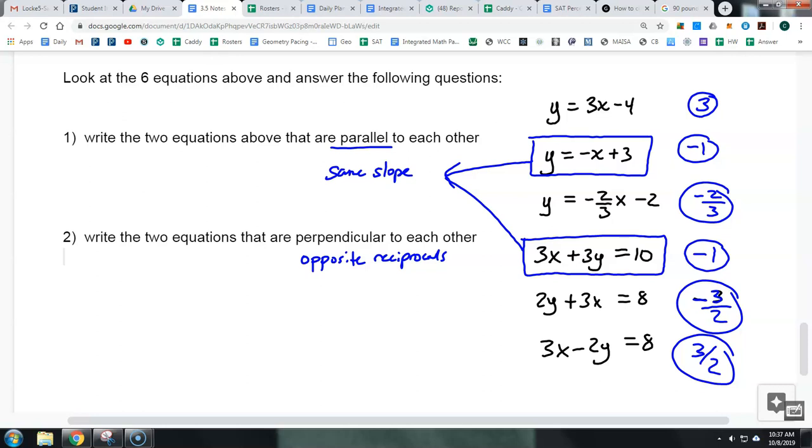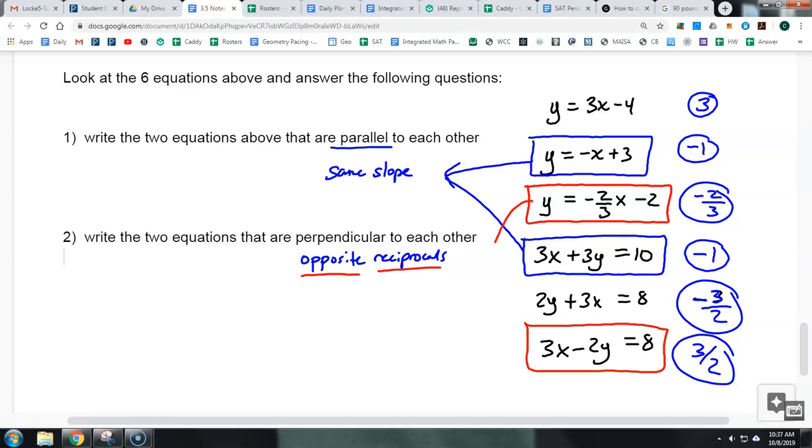Perpendicular, I'm looking for slopes that are opposite, meaning one positive, one negative, and reciprocal. This one's a little bit trickier, but it looks like right here we have a -2/3, and if we flip it and change the sign, right here we have a +3/2. So those equations are the two that are going to be perpendicular to each other.